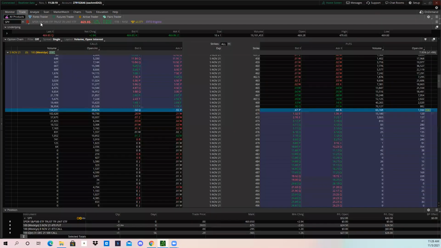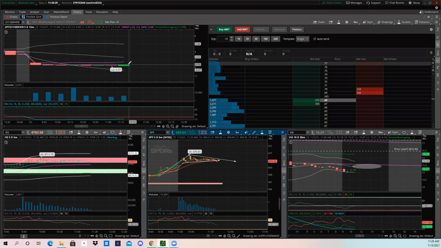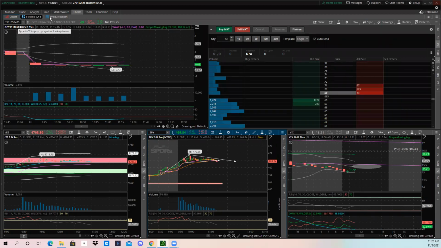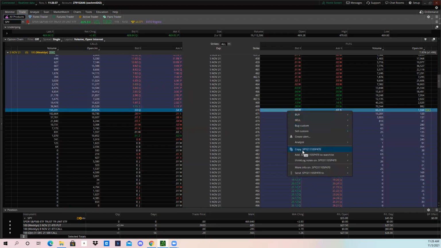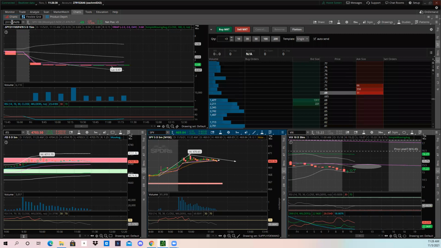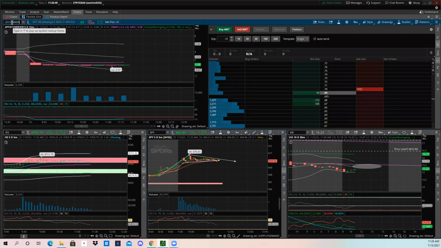Basically, the left side is puts. You're betting that the stock is going to go down. The right side is calls. You're betting that the stock is going to go up. Currently, as you can see here, this is our option chain. If you hit copy, and then you go back to here, you can paste this into here, and you can see the price of your option.